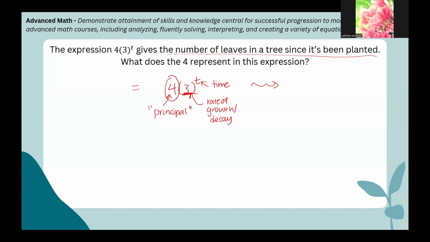The rate is 3. So the 4 represents the initial number of leaves when planted.